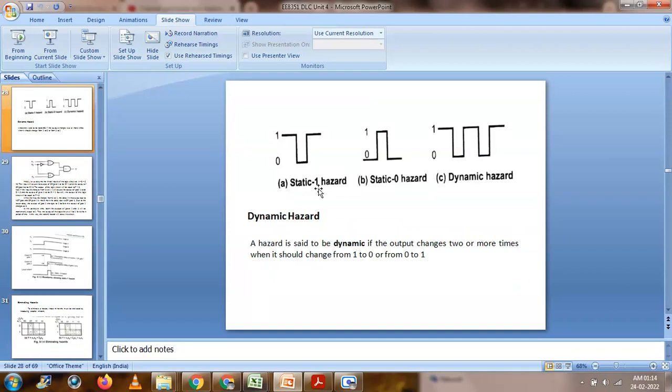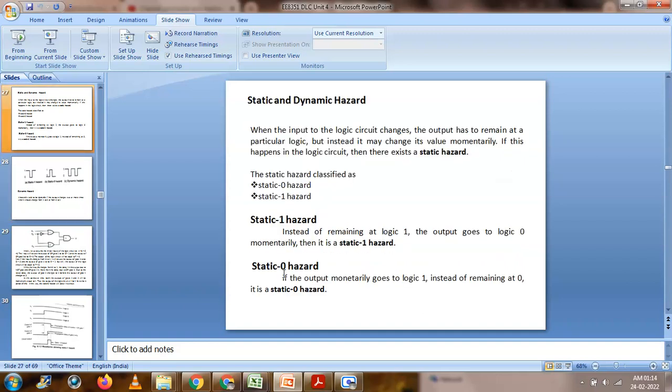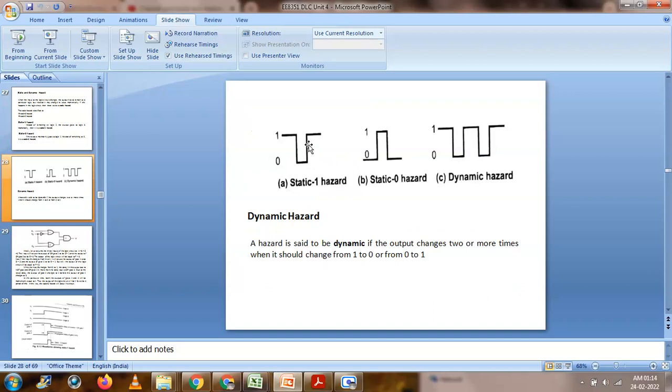Static one hazard means it has to maintain logic one, but it goes to zero. Similarly, it should maintain logic zero, but it goes to one. That is a static one hazard. Static zero hazard means it has to maintain zero, but momentarily it goes to one. So that is called a static zero hazard.